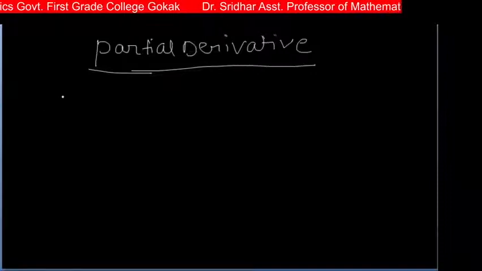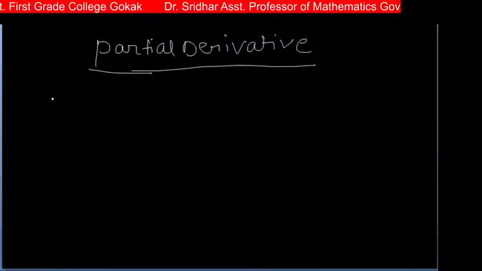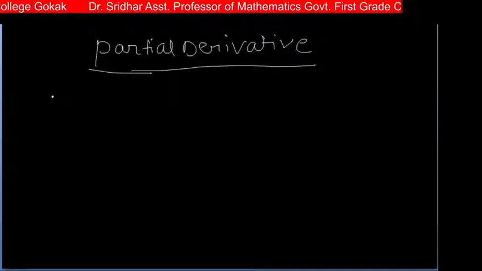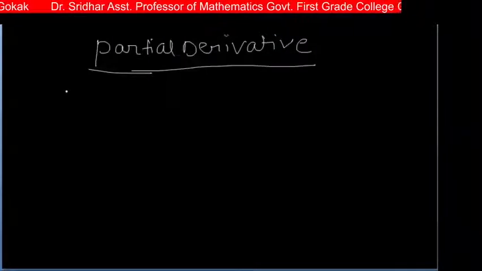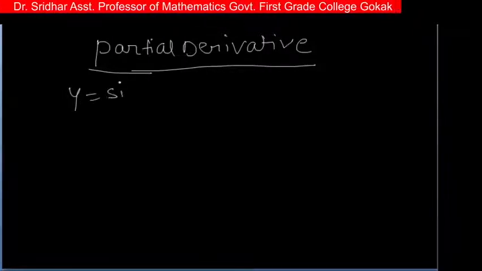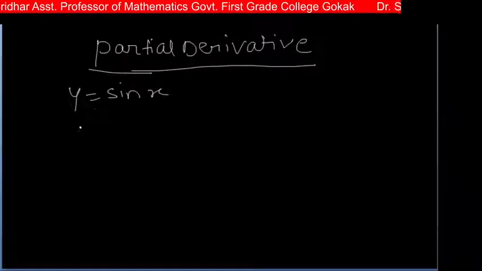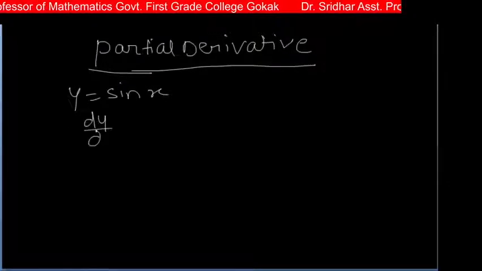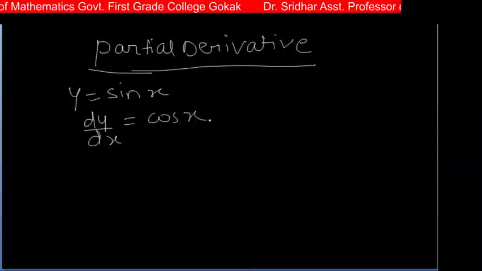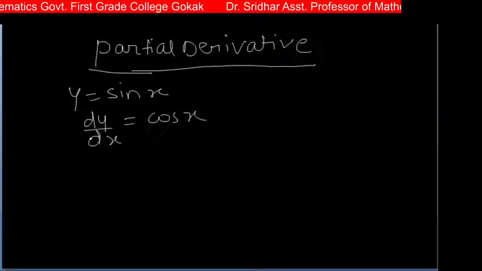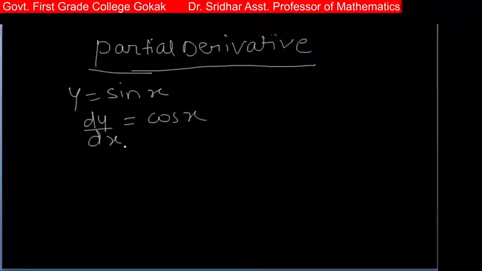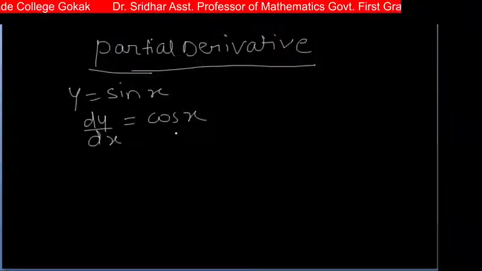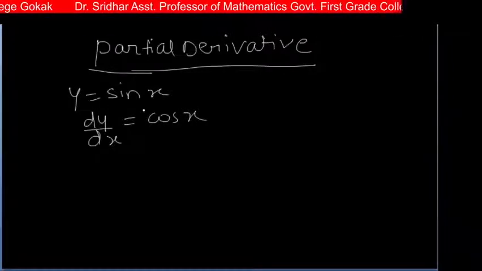Okay. So you know the derivative term. Whenever you differentiate any function, say y is equal to sin x, now if you differentiate this with respect to x, you will get dy by dx equal to what? Cos x. Okay, so here this dy by dx is known as derivative, or this cos x is known as derivative of sin x, right?